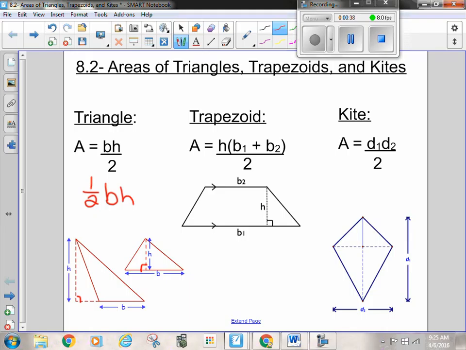Trapezoid is the height times base 1 plus base 2, and then once you do all of that, divide by 2. And kite, diagonal 1 times diagonal 2, and then divide by 2. When you put this in your calculator, be careful that if you're going to type it all at once, you put parentheses around the first 2 things.